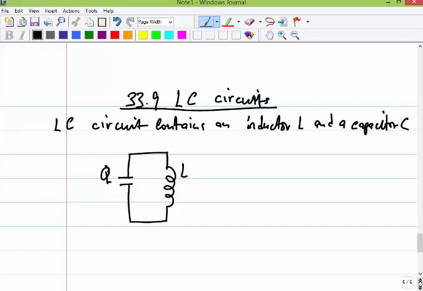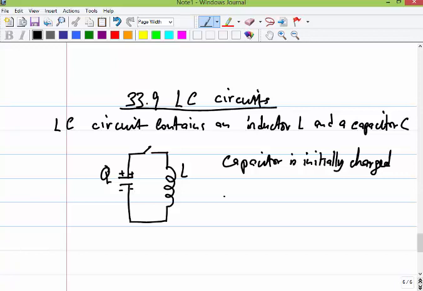Let's put a switch here before we go on so that we can turn it on. So let's say we have a charged capacitor this way. The capacitor is initially charged. We can imagine that there's a battery connected to this setup of L and C, the capacitor and inductor, at some point.